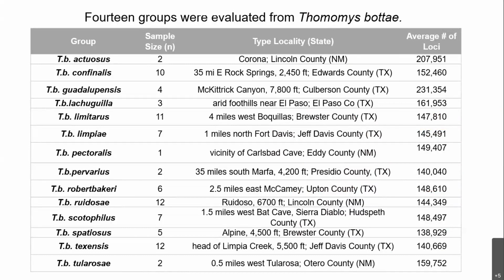Now we'll get into a little more of the population genetics of each subspecies. So 14 groups were evaluated for Thomomys bottae. You can see all the groups listed here, how many loci we were able to generate, their type localities, and the sample sizes we were able to collect, either in the field or from museums, that passed filtering. And again, you don't have to memorize this table. I'm just showing you what groups we actually investigated.